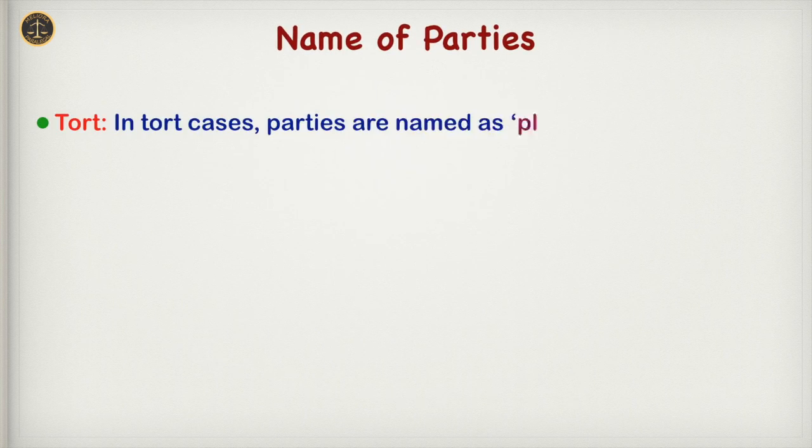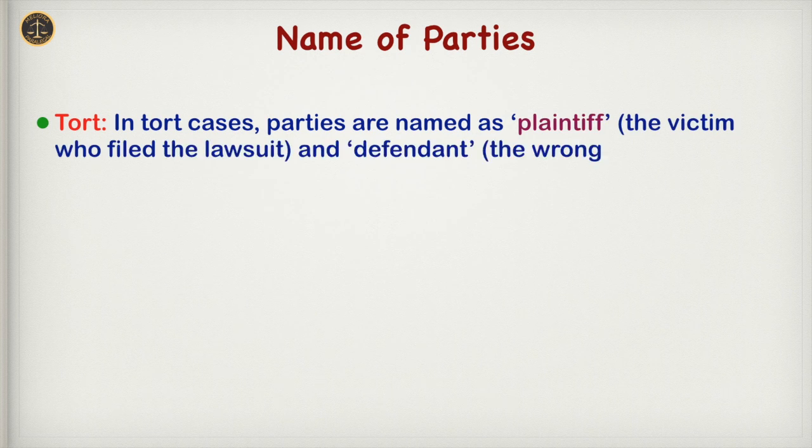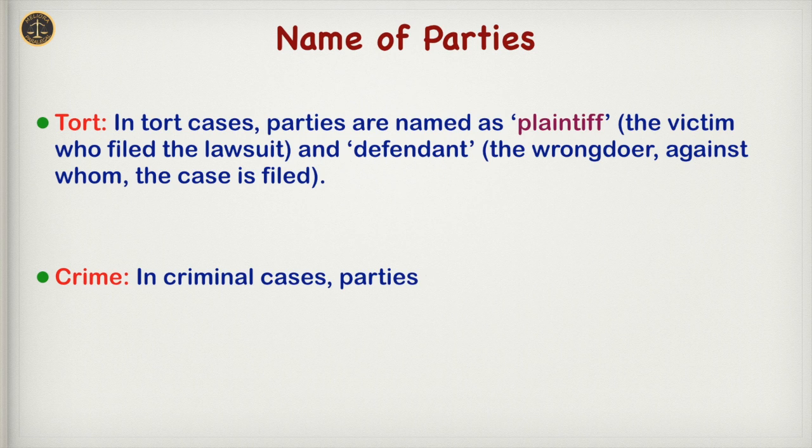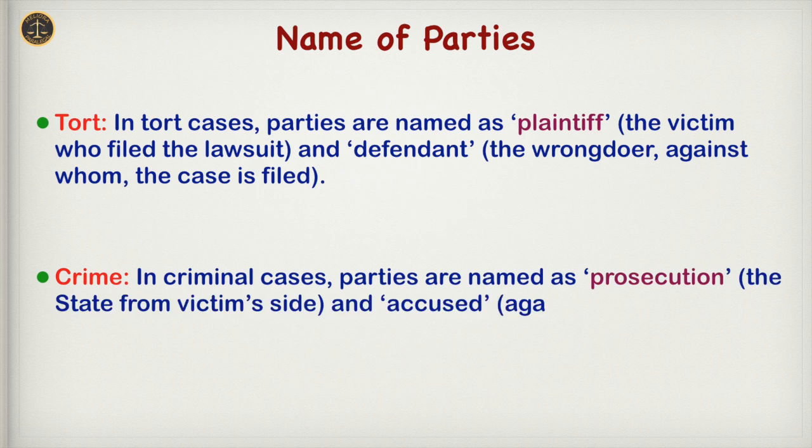Next, that is based on name of parties. In tort cases, parties are named as plaintiff, the victim who filed the lawsuit, and defendant, that is the wrongdoer against whom the case is filed. On the other hand, in criminal cases, parties are named as prosecution, that is the state from victim's side, and accused against whom the case is filed.